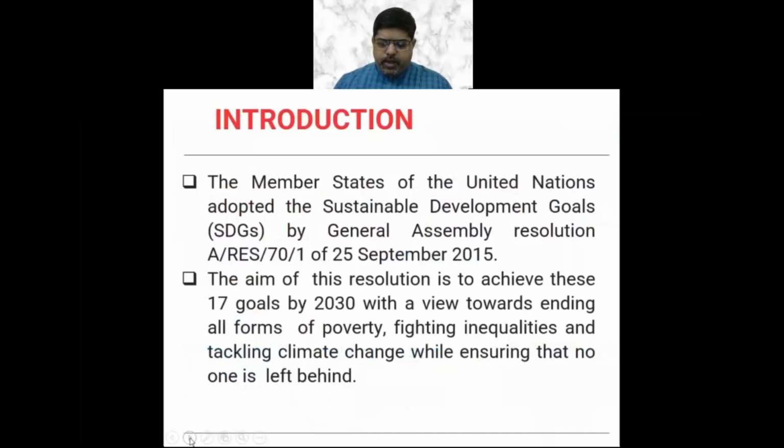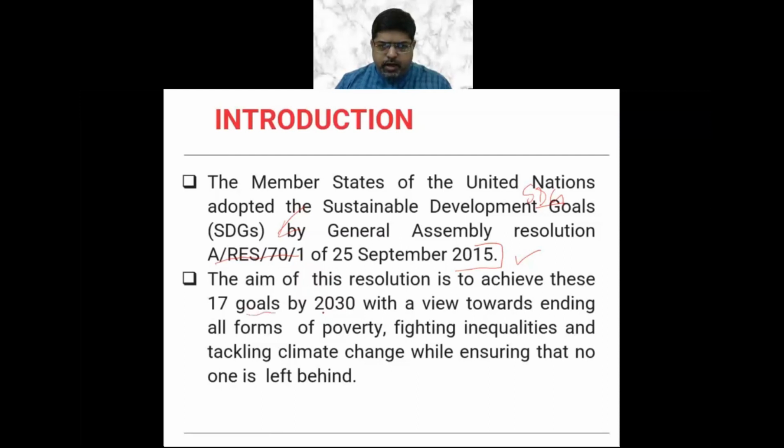In 2015, after the Millennium Development Goals, on September 25, the UN General Assembly passed a resolution called A/Resolution 70/1. This resolution passed by the General Assembly of the United Nations adopted the Sustainable Development Goals, or sustainability related goals, considered as SDGs, which are basically 17 goals to be achieved by 2030.